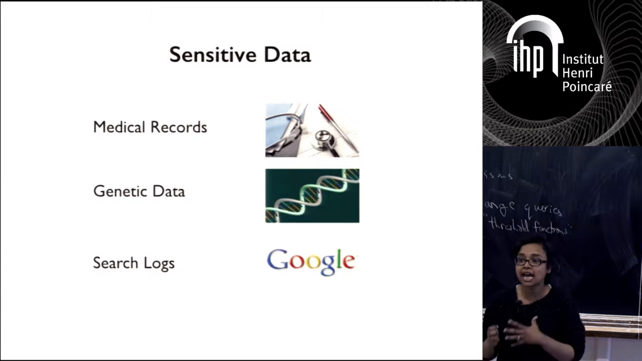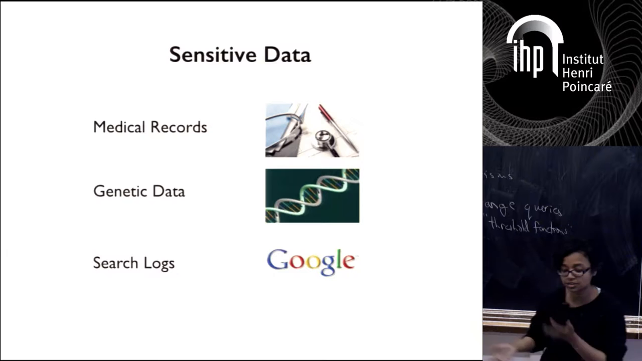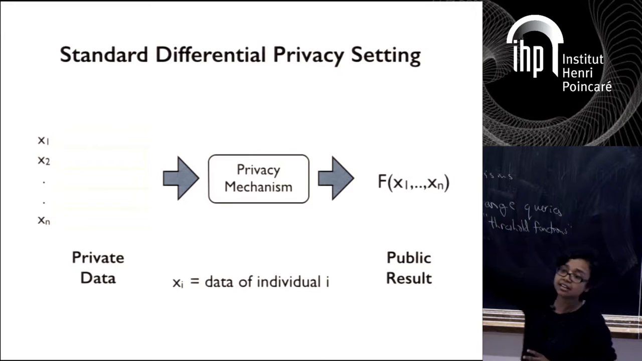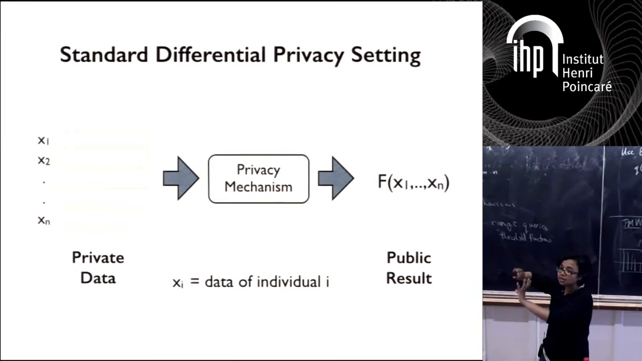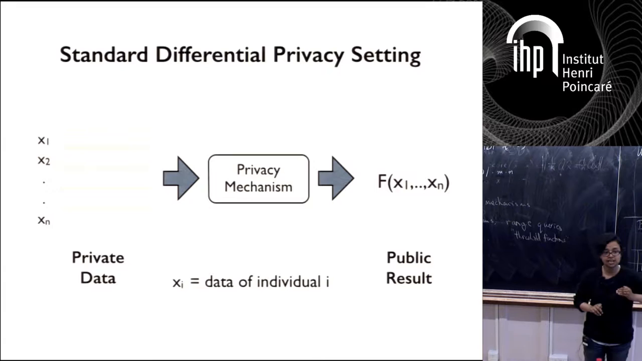In differential privacy, you're dealing with sensitive data such as medical records, genetic data of people, and search logs. If you saw Adam's tutorial this morning, this is the standard differential privacy setting. There are many variants possible, and you can also do this interactively, but the basic standard setting looks like this. You have a bunch of people's data, so x_i refers to the data of individual i.